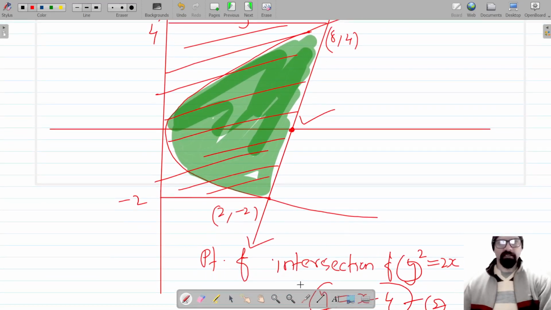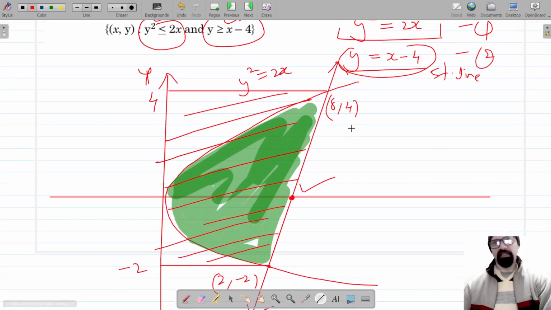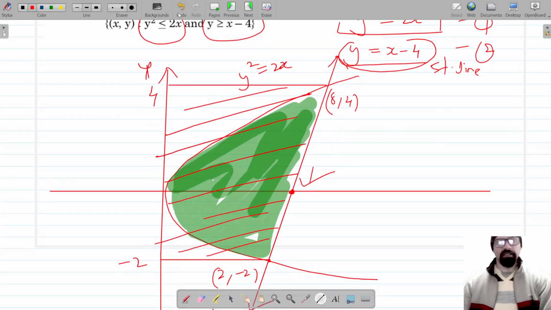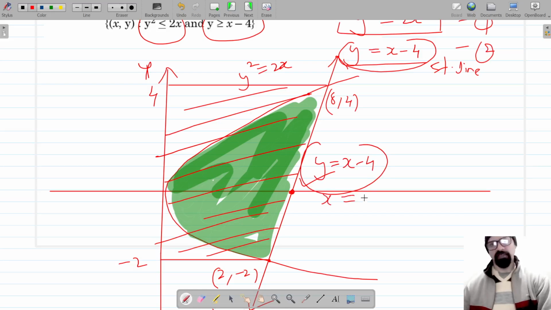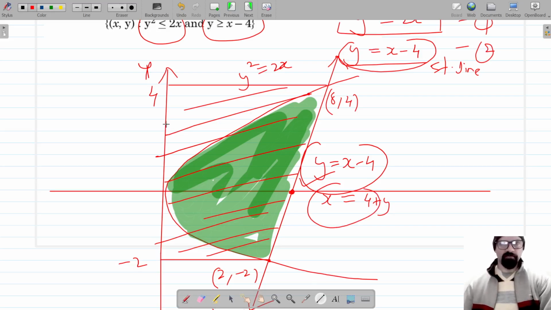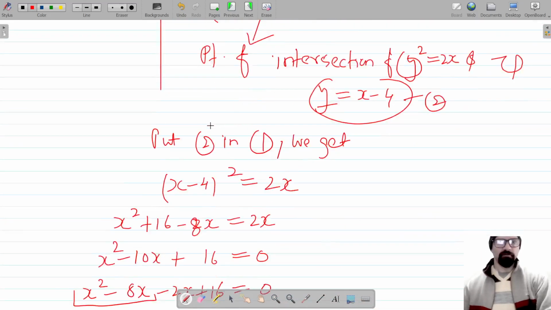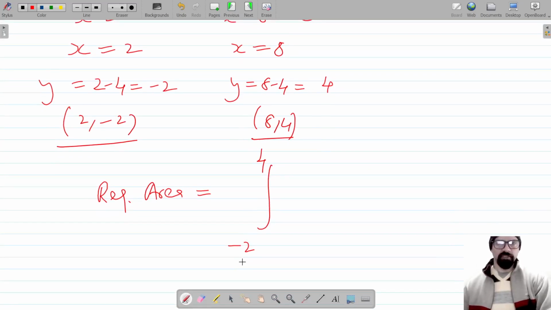And to find the area under this graph, that is the line y is equal to x minus 4, which gives me x is equal to 4 plus y. So for that, we have to take the rectangular strips. And if we take a rectangular strip, its length is x and breadth is dy. So that should be the integration from negative 2 to 4 of x into dy.